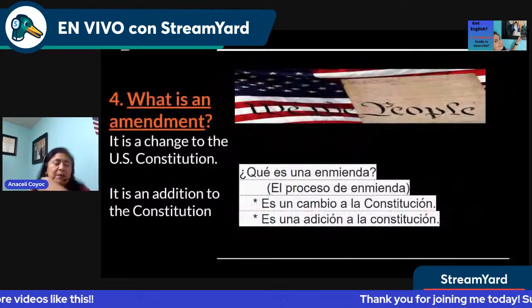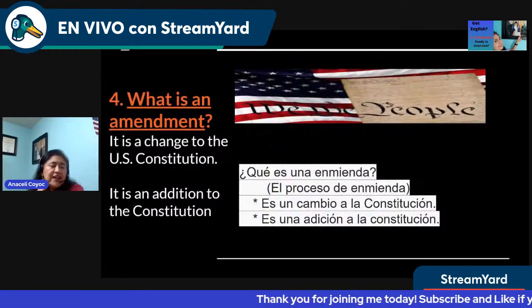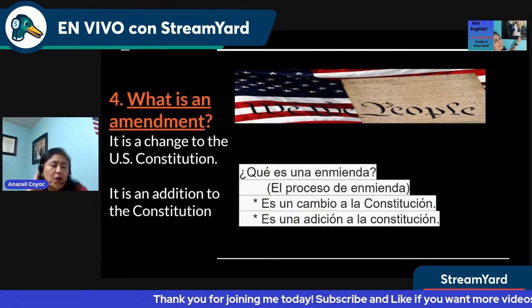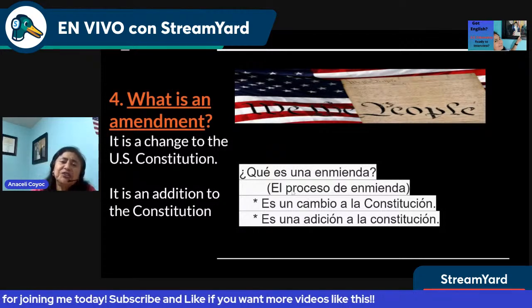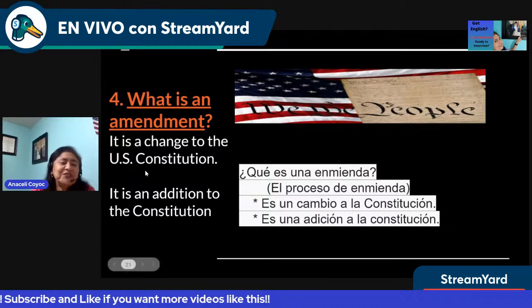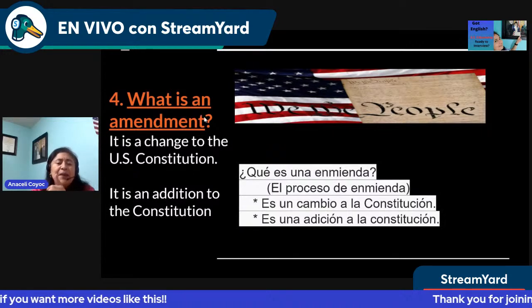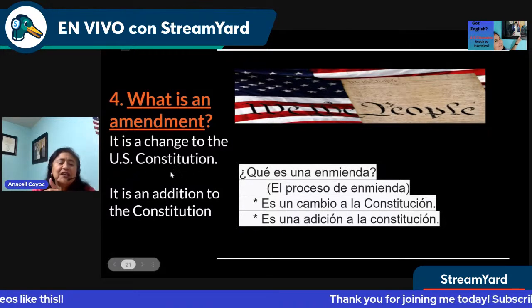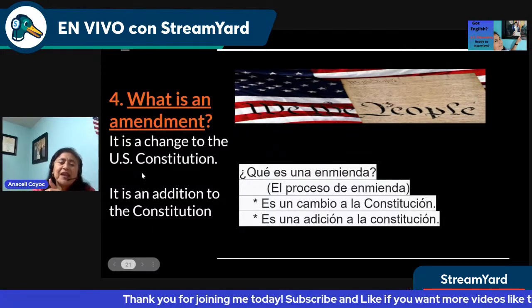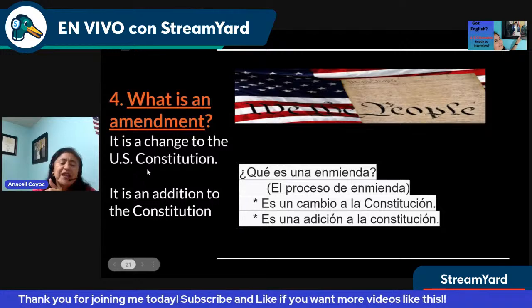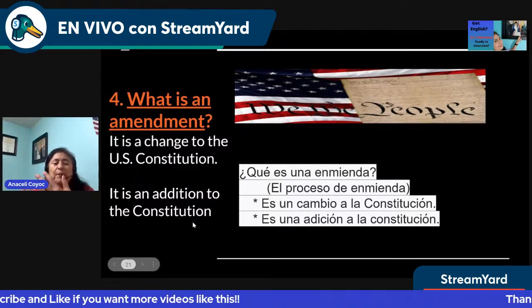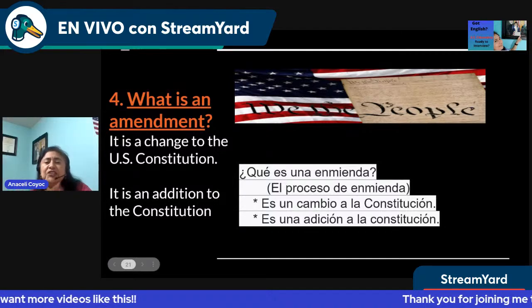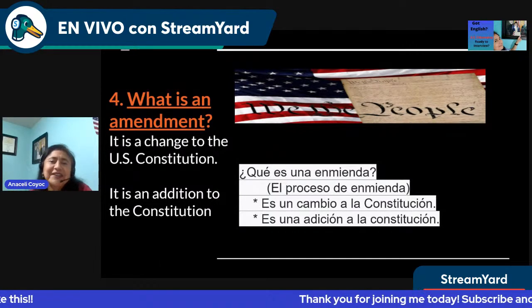Okay, what is an amendment? That's our question for today. It is a change to the U.S. Constitution, and it is an addition to the Constitution. So an amendment is a change or an addition to the Constitution.